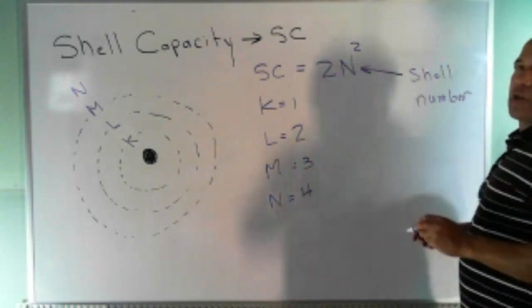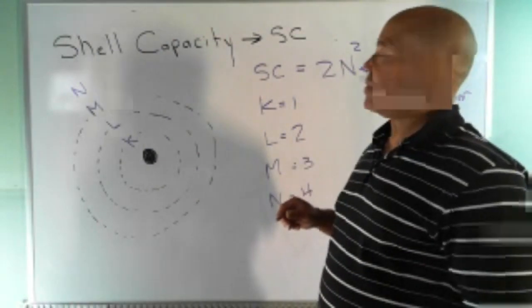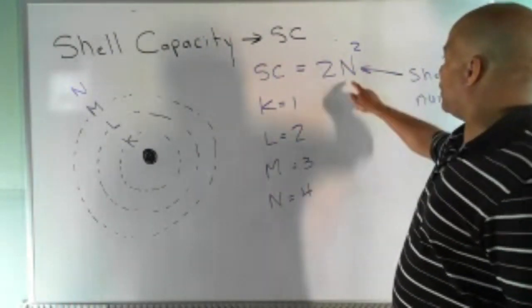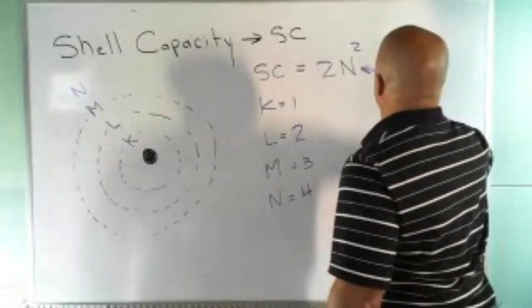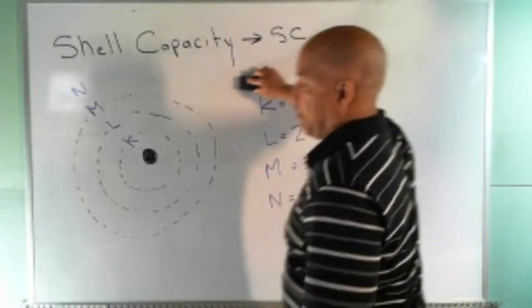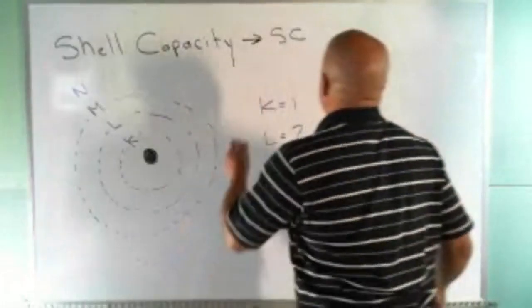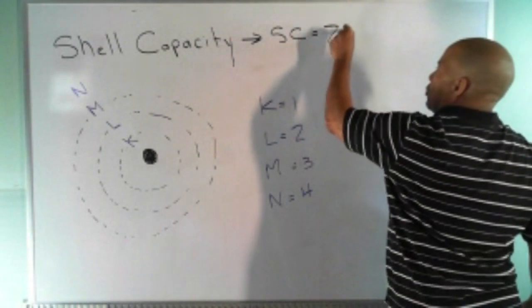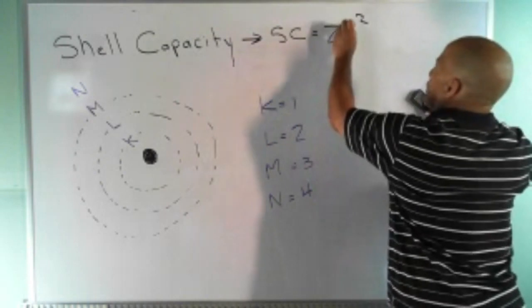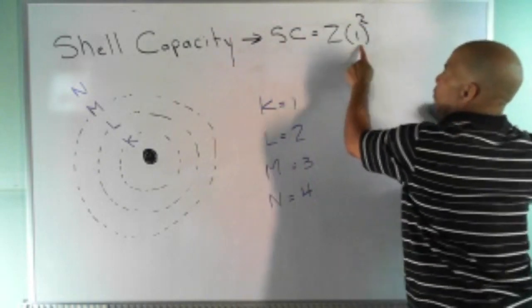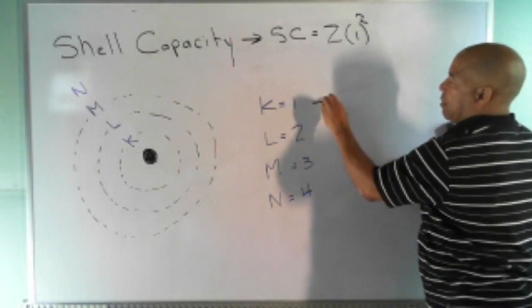So on a quiz, you got to be able to calculate that, the shell capacity. So let's calculate shell capacities for each of these shells using this equation. For the first one, the shell capacity is 2n squared. Well, for the K shell, n is 1. So if I put in a 1, I get 1 squared, which is 1. If I multiply that by 2, then the shell capacity here would be 2.